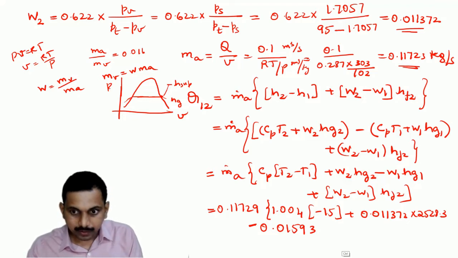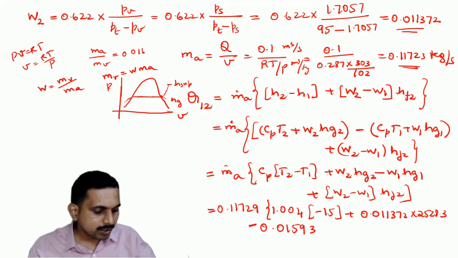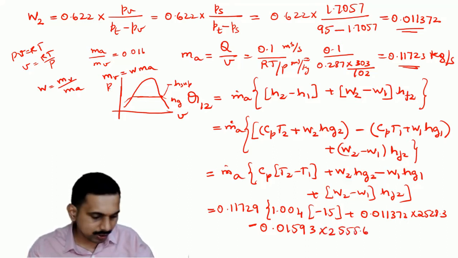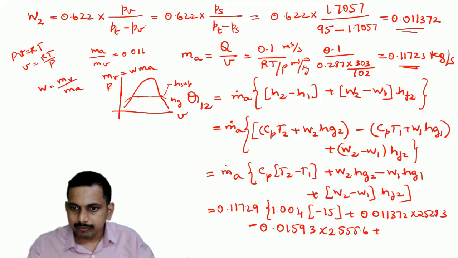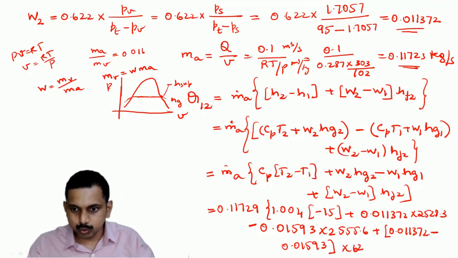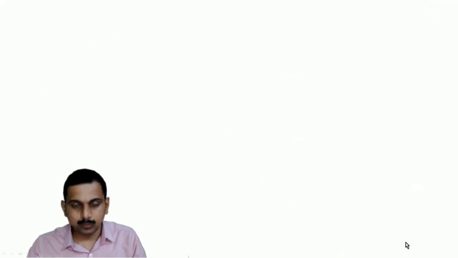And then if I consider 1593 into 2555.6 plus we have W2 minus W1, 0.01137 minus 0.01593 into 62.982. This is the total one which I get. Let us see one by one what are these.